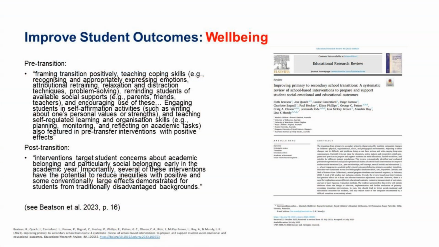And then, of course, in the post-transition period, once they get there and weeks and months into their transition, they said that interventions that target student concerns about academic belonging and particularly social belonging early in the academic year have a big effect. They also said that, importantly, several of these interventions have the potential to reduce inequities with positive and some conventionally large effects demonstrated for students from traditionally disadvantaged backgrounds. So again, we're seeing highest impact where it's needed most.